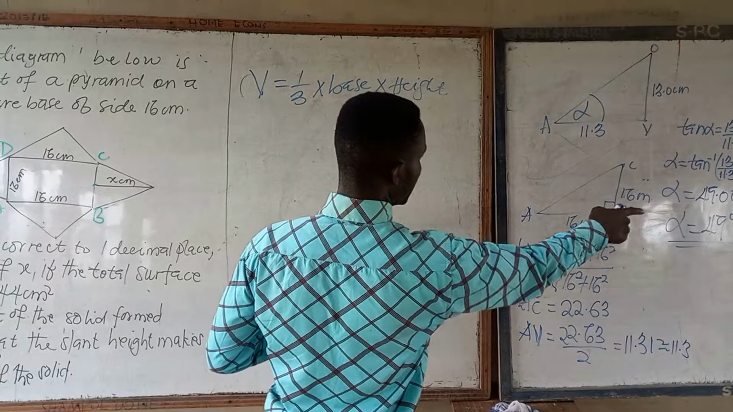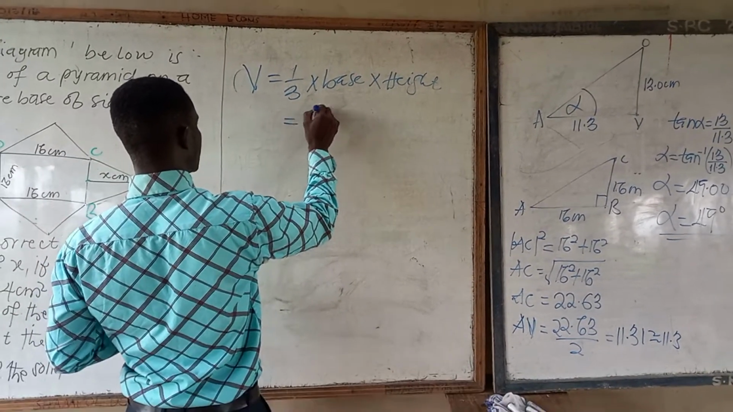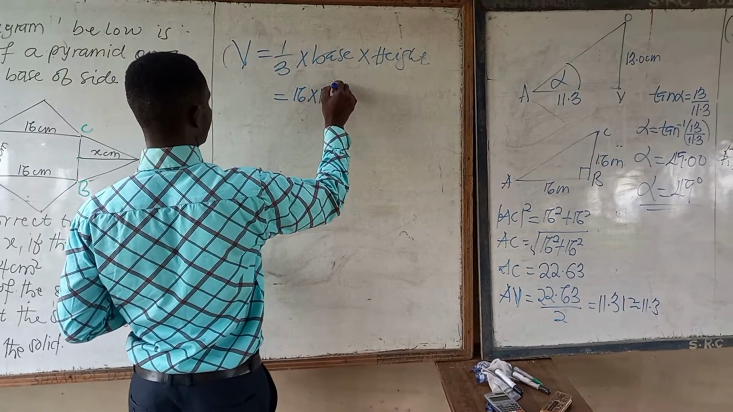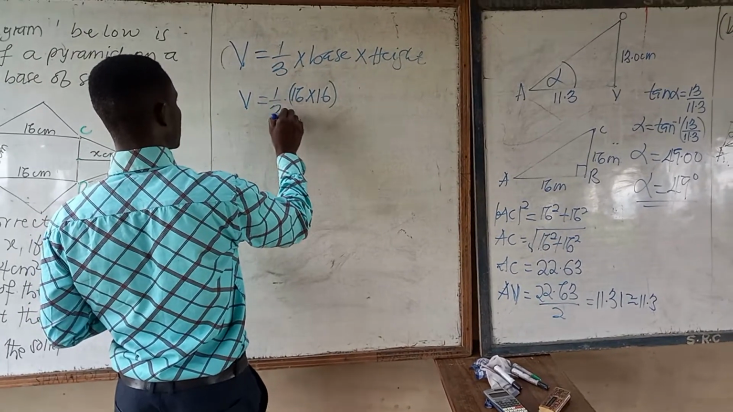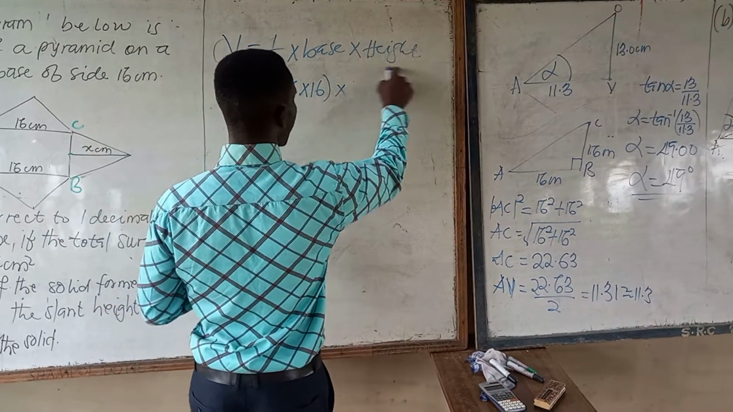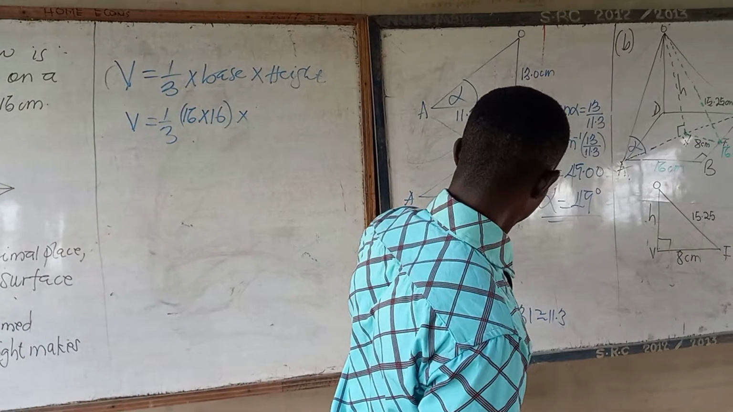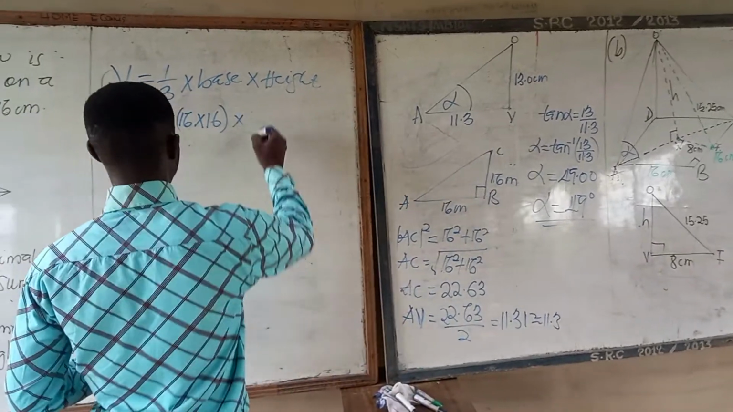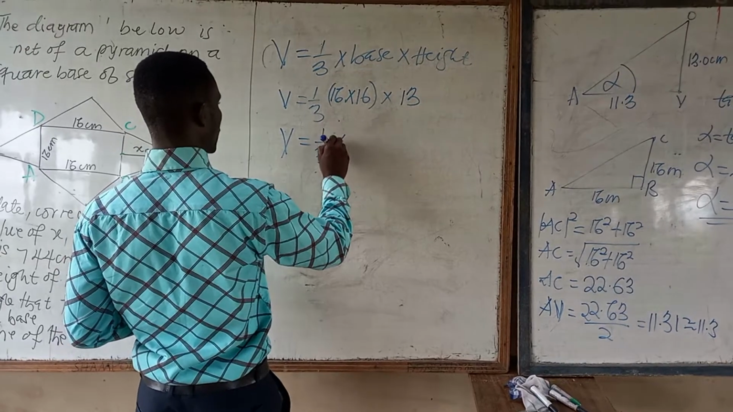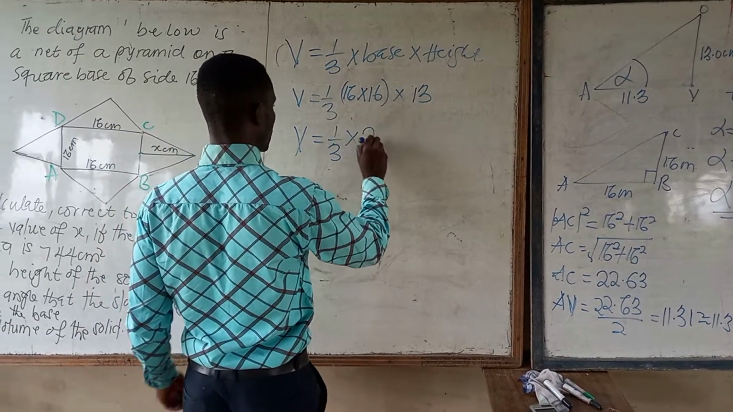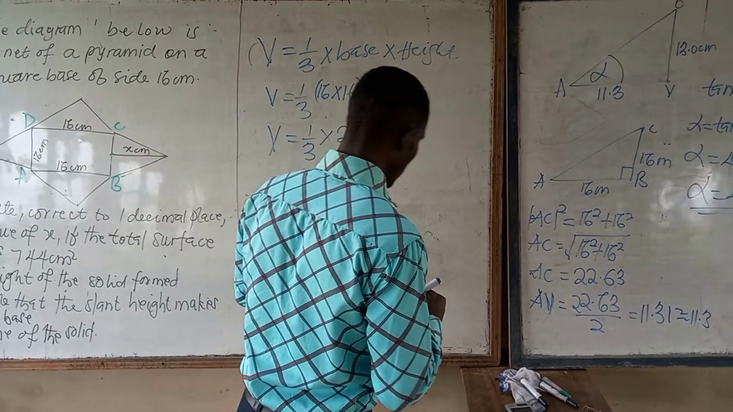Base area is a square. So the base is 16 times 16. So V is equal to 1/3 times that, times the height. The height of the pyramid has been calculated as 13. So V is equal to 1/3 times 16 times 16, is it 256? Yes. Times 13. So let's see.